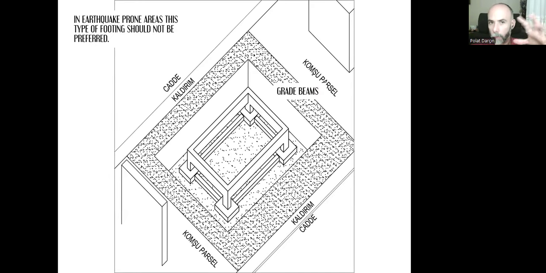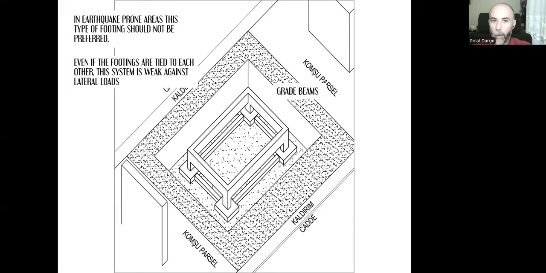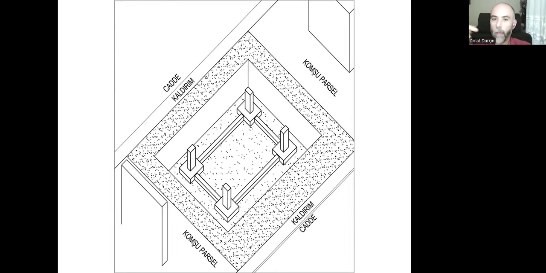Also, in earthquake-prone areas, it's not appropriate to use this type of separate single pad footings because even if we connect them with tie beams, that connection is not strong enough, and we need a stronger solution for the lateral earthquake loads. So instead of single pads and connecting them with tie beams, we can have continuous footings.